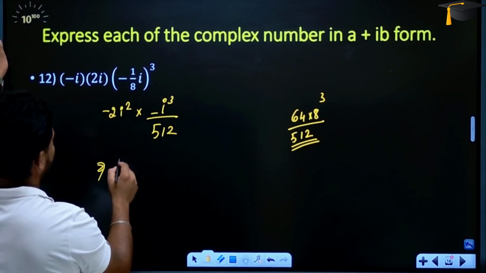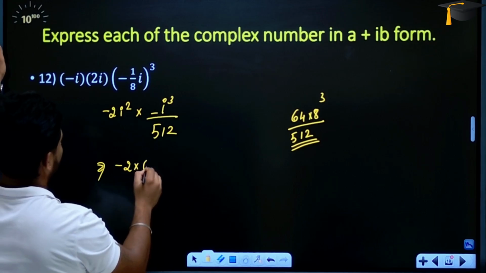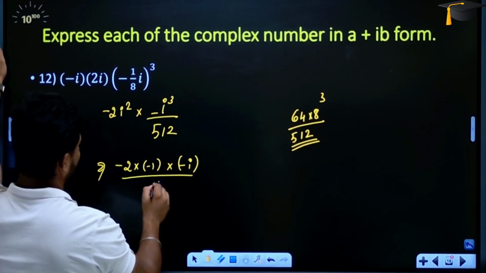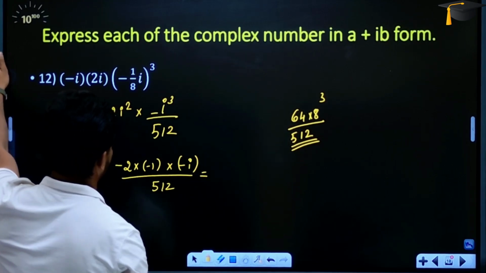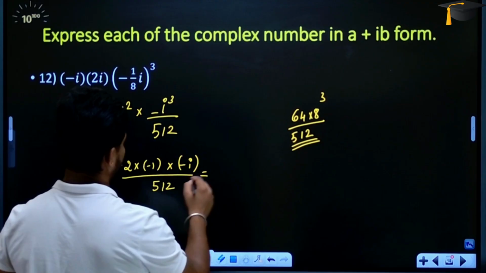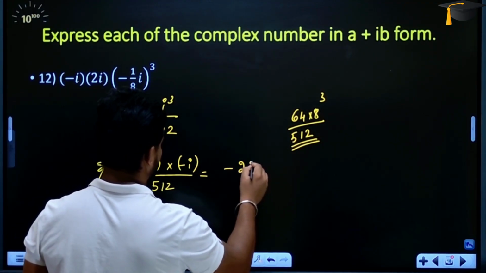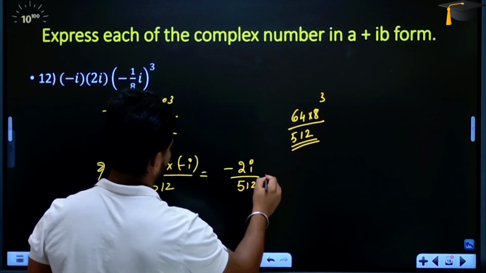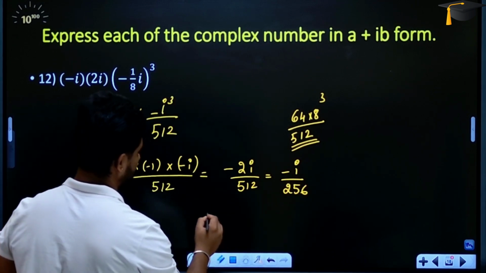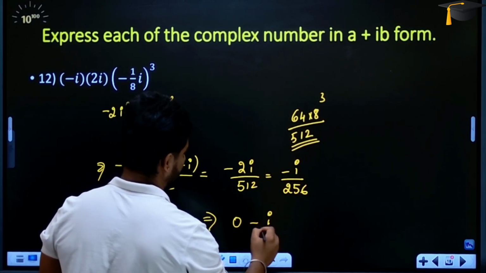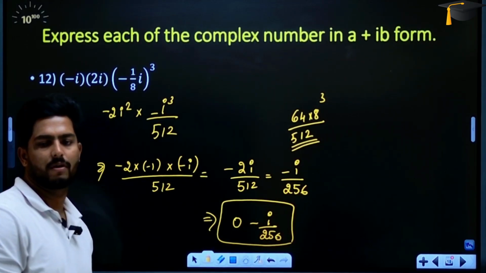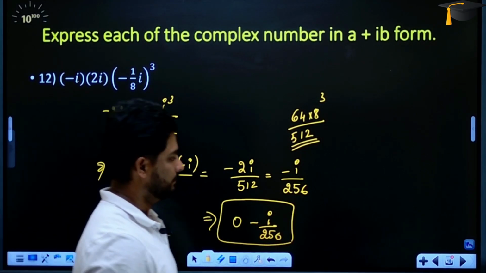I square value is minus 1, so minus 2 into minus 1 into minus i whole divided by 512. Okay, so minus 2 plus 2 minus 2 divided by minus 2i divided by 512. This is nothing but minus i divided by 256, correct? So it is nothing but 0 minus i by 256 in the a plus ib format. Okay, next.